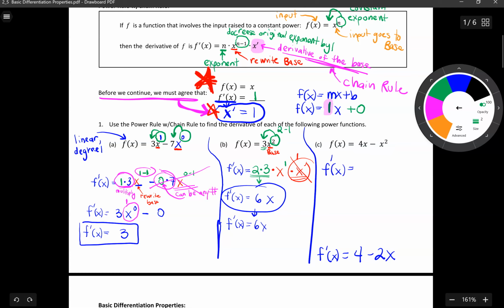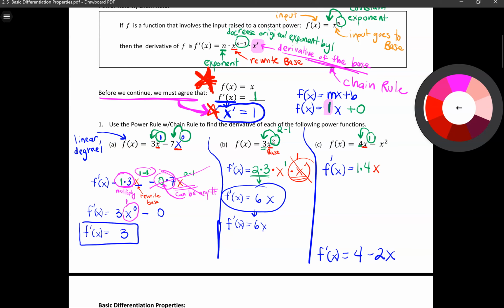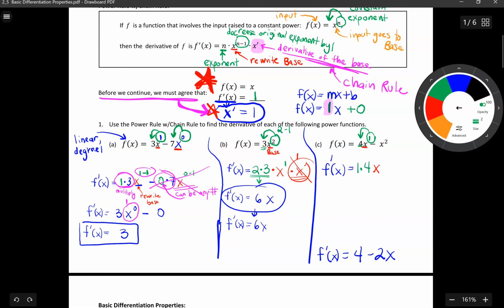Okay, here we go. So there's an understood exponent of 1 on this first term. I drop it down to the front, but there's already a 4 there. So 1 times 4. Then I rewrite my base, which is an x. I decrease the exponent by 1, which would make it a 0. And then technically, I multiply by the derivative of the base. But right now, we know the derivative of the base is just 1.